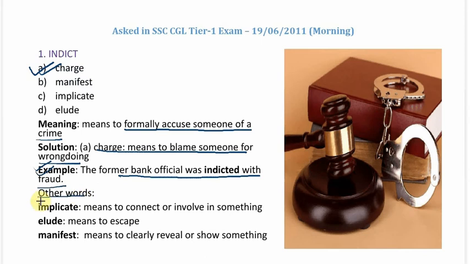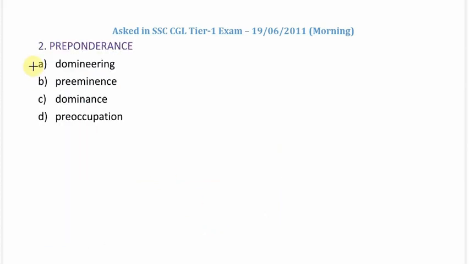The other words in this question are as follows: implicate. So implicate means to connect or involve in something, elude means to escape, and manifest means to clearly reveal or show something. So let's move to the next word.